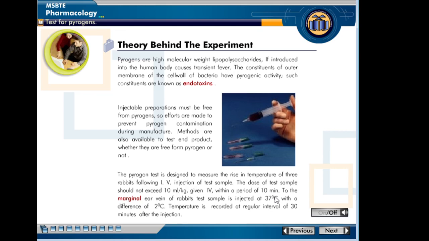The pyrogen test is designed to measure the rise in temperature of 3 rabbits following the intravenous injection of the test sample. The dose of the test sample should not exceed 10 ml per kg, given intravenously within a period of 10 minutes. The test sample is injected into the marginal ear vein of the rabbits at 37 degrees Celsius with a difference of 2 degrees Celsius. Temperature is recorded at regular intervals of 30 minutes after the injection.